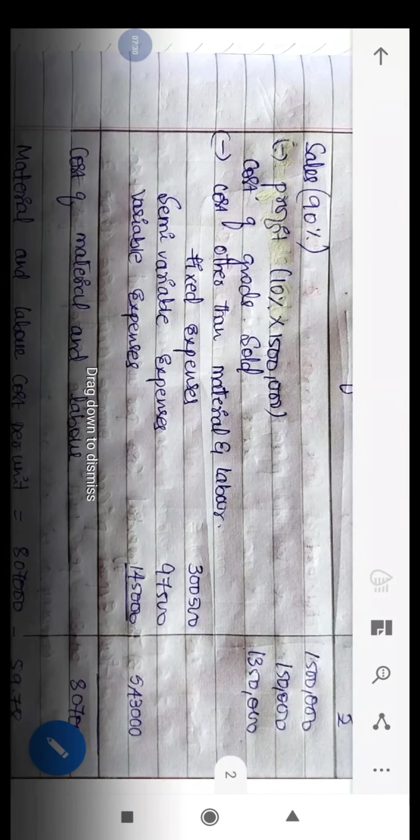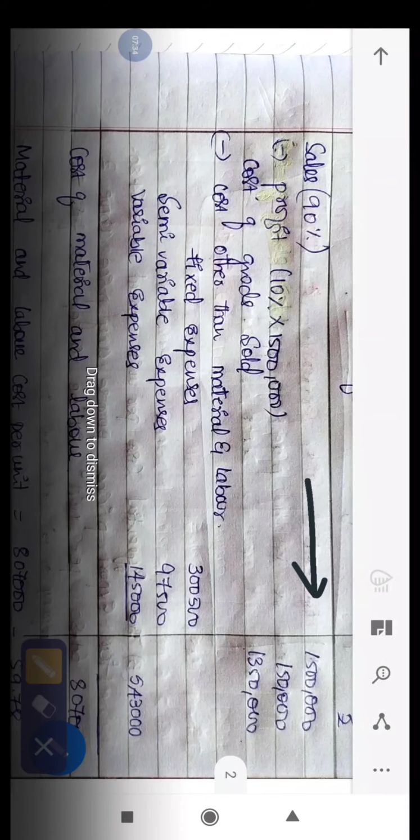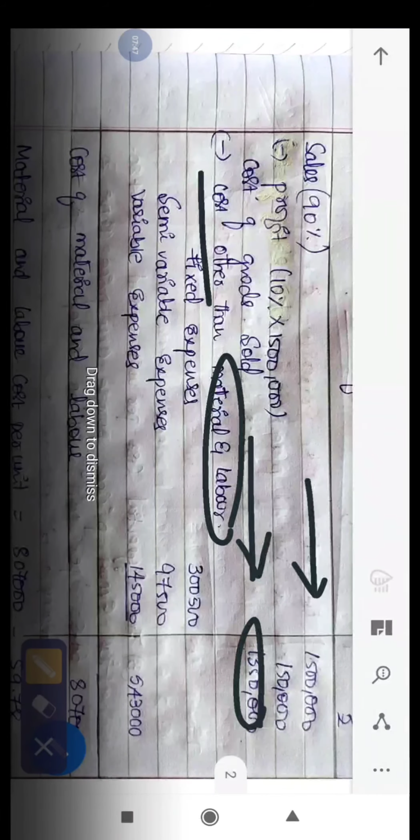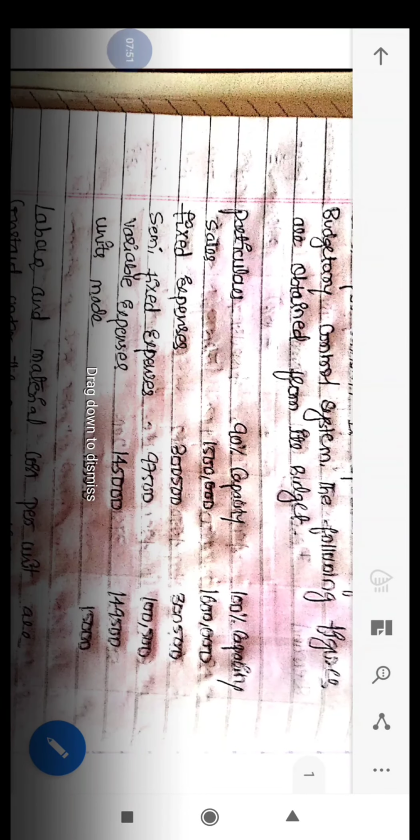Simple. So 90% of 15 lakh, and profit 10% means 1,50,000. The figure which will come, that is 13,50,000, is the cost of goods sold. Less other cost other than material and labor, which is given in the problem. The given costs are the fixed expenses, that is 3,500,000, semi-fixed expenses 97,500, variable expenses 1,45,000.